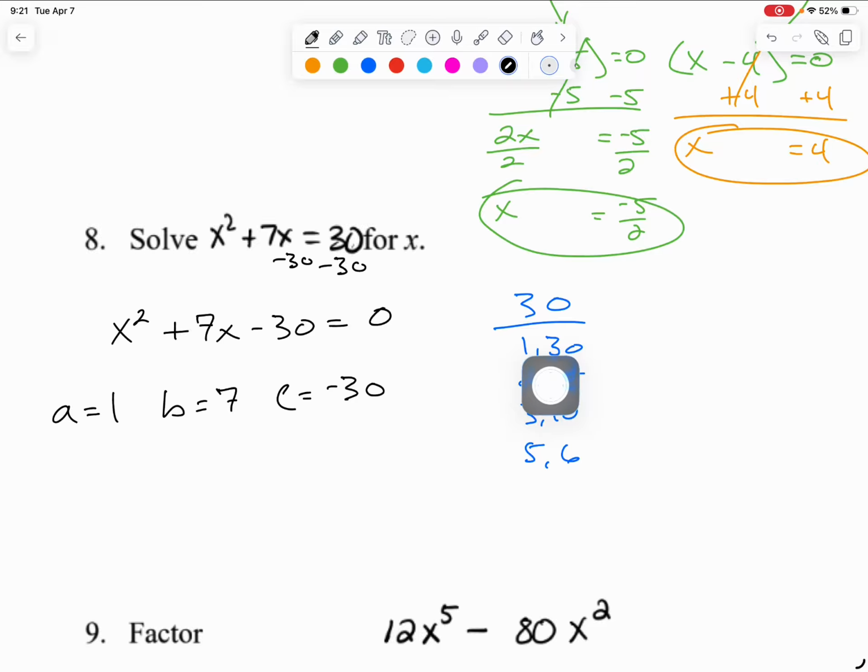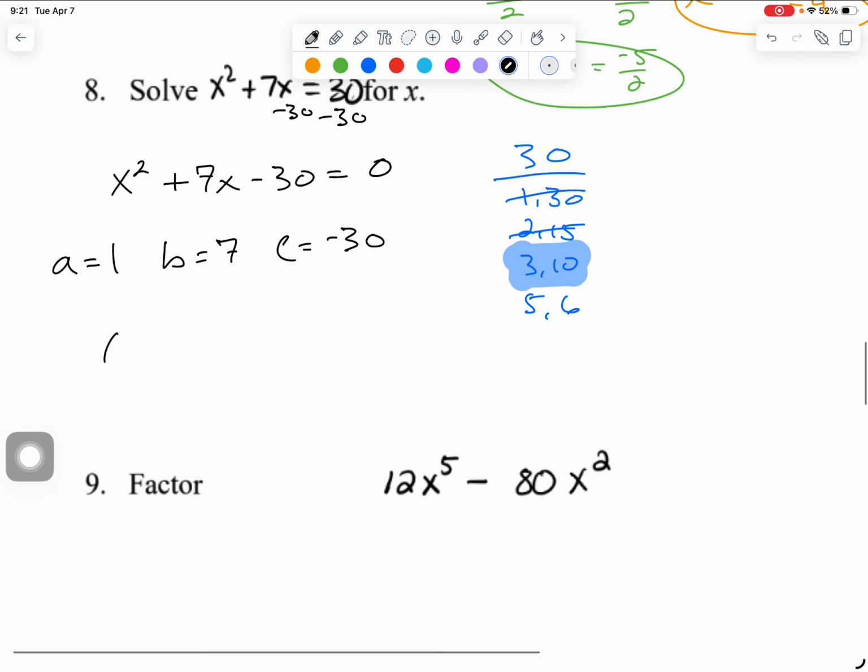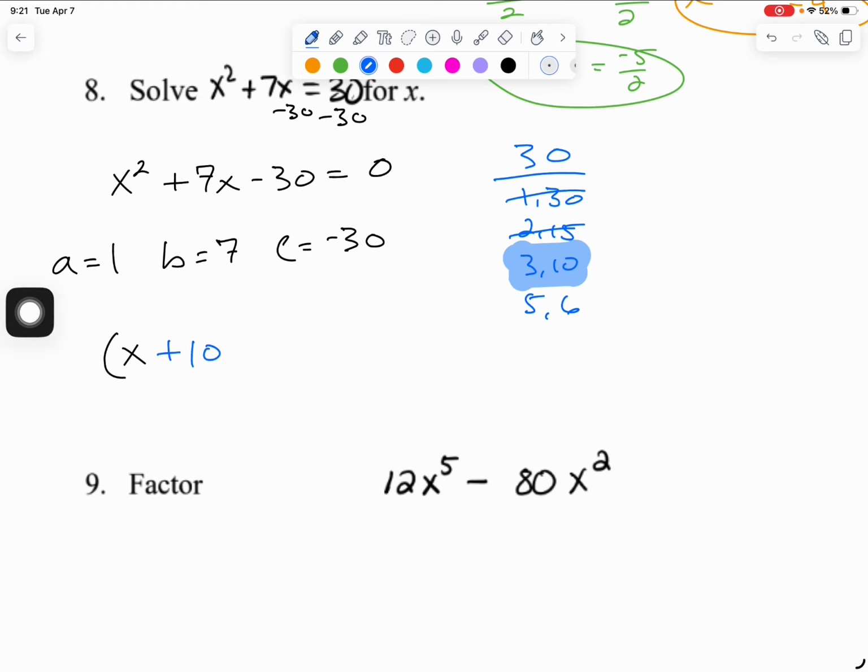All right, 30 minus 1 is 29. It's not going to work. 15 minus 2 is 13. 10 minus 3 equals 7. Go ahead and highlight or circle your winner. Winner, winner, chicken dinner. All right, and we said that's 10 minus 3 because 10 minus 3 equals 7. So we'll do x plus 10. And then we'll do x minus 3.